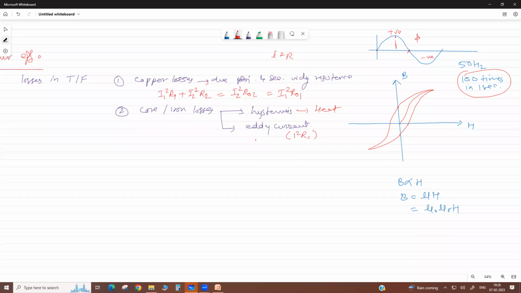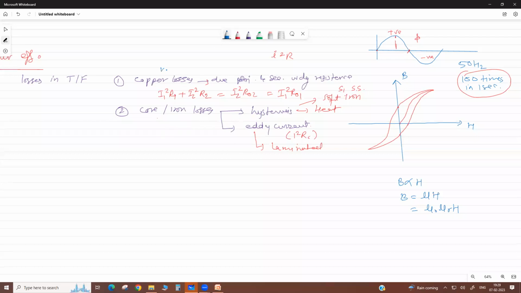So to reduce this hysteresis loss, what do we do? We have a laminated core. Laminated. And to reduce the hysteresis loss, we use a soft magnetic core. Soft iron core means silicon steel core we use. So a laminated silicon steel core we use to reduce the iron losses. Got it?